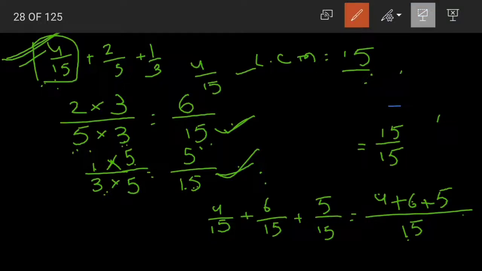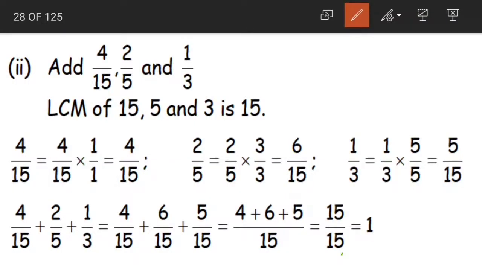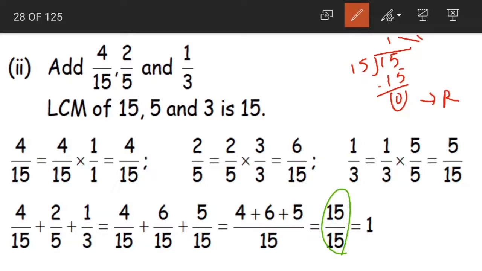Now here we are having 15 divided by 15. If we divide a number by itself, what will be the quotient? 15 ones are 15 and the remainder is 0. The quotient is 1. So 15 divided by 15 is nothing but 1, children.